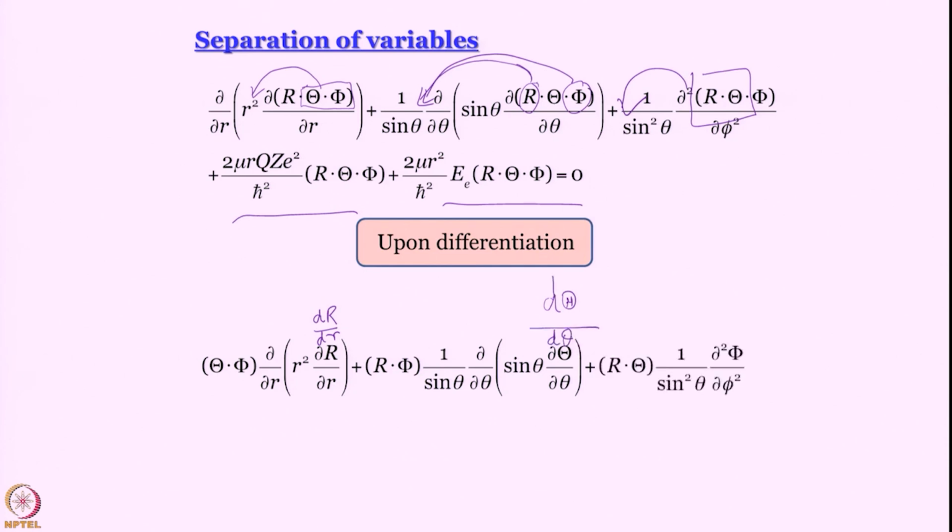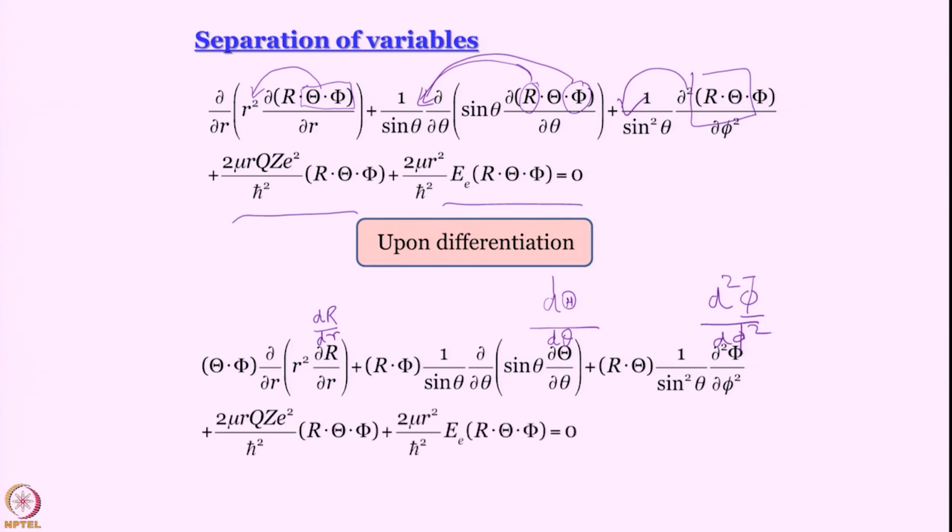And finally, in the third term capital R capital theta come out, and you are left with 1 by sin square theta del 2 capital phi del phi 2. Again it is better to write d2 capital phi d phi 2. Remember, capital phi means the phi dependent wave function, and small phi is the coordinate. Alright, and these are the other terms.